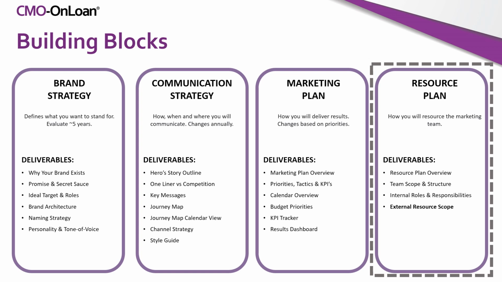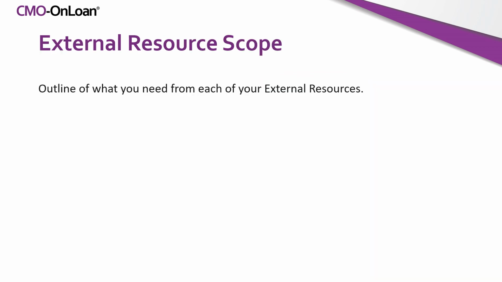We've already gone through the overview, the team scope and structure, and internal roles. And now finally, how are you going to make sure any external resource is doing what you need them to do? You will want to keep all of the previous deliverables available to be able to look back at them because all of these build on each other and are very integrated. So really quite simply, what is an external resource scope?